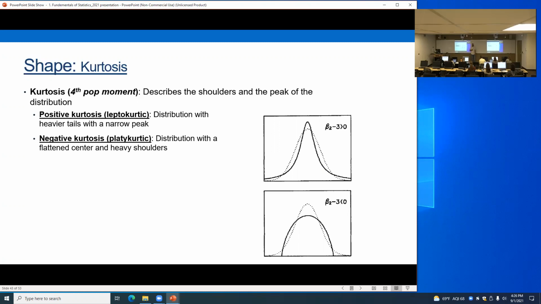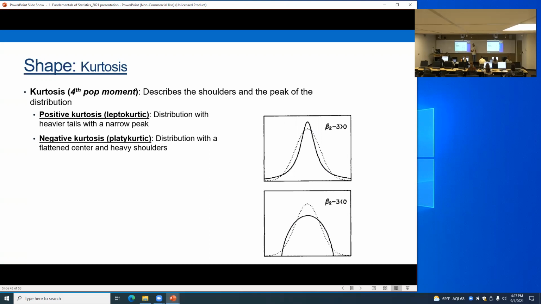Okay, kurtosis, this is your fourth population moment, or your fourth characteristic that we can use to describe a distribution. Kurtosis describes the shoulders and the peak of the distribution. I have a fantastic Psych Methods article on kurtosis. If you want to do a deep dive into kurtosis and the confusion around it, I'll forward it to you. It's probably not worth reading and assigning for class, but if you're really into kurtosis, I can send that your way.